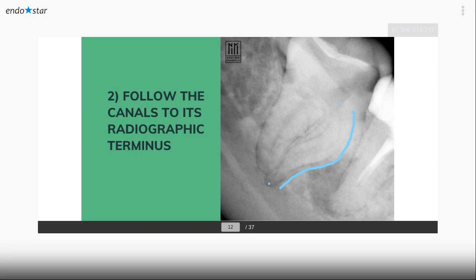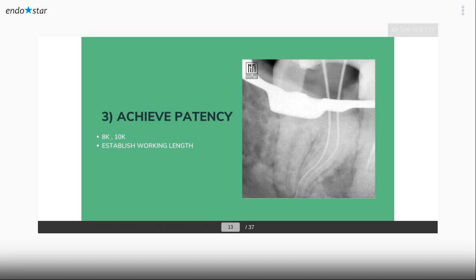Now this point, creating the initial glide path. We should always remember that the glide path is always present. It's up to us to follow, expand, and secure it.